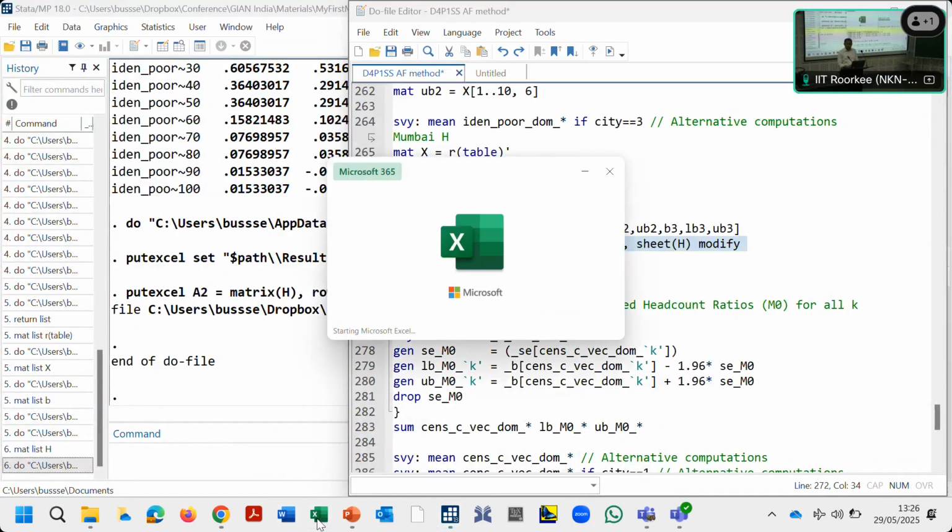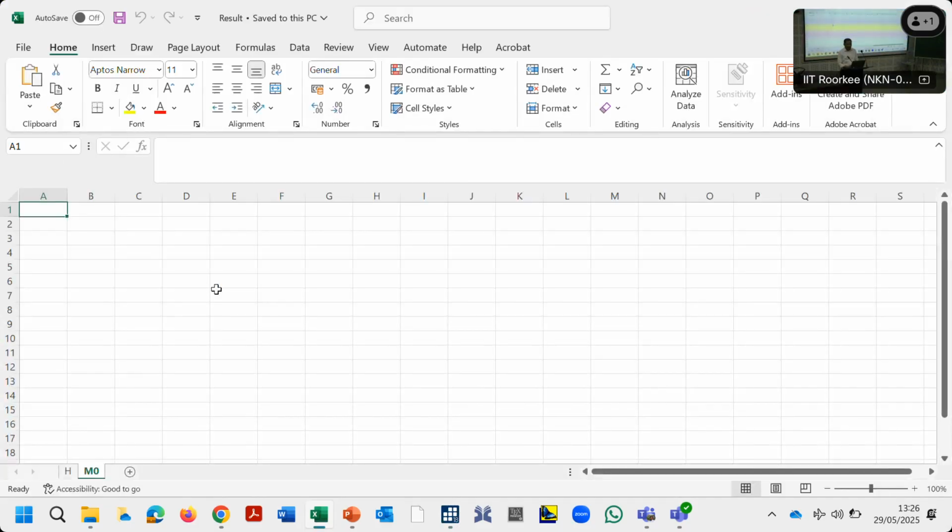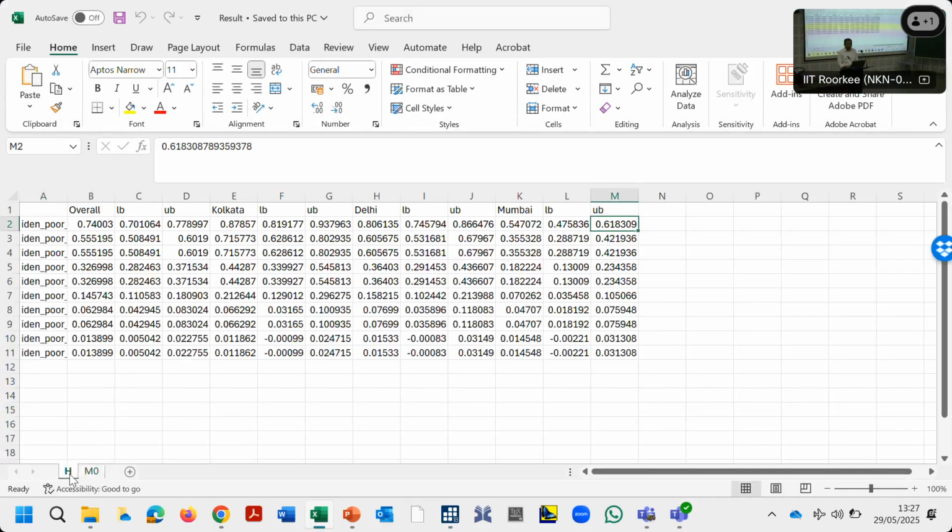You go to the Excel file. You open the Excel file. They should be there, right? Have you got it?